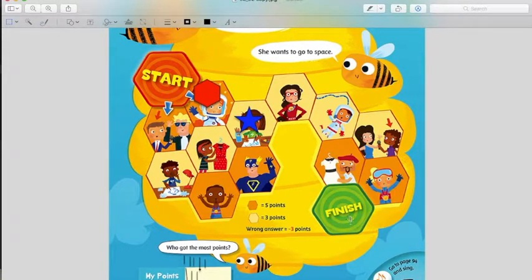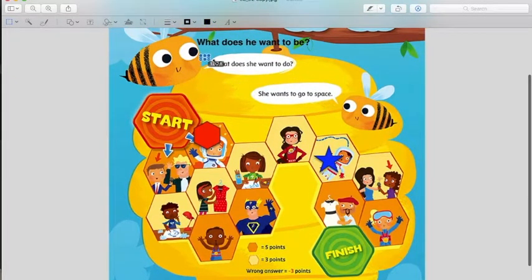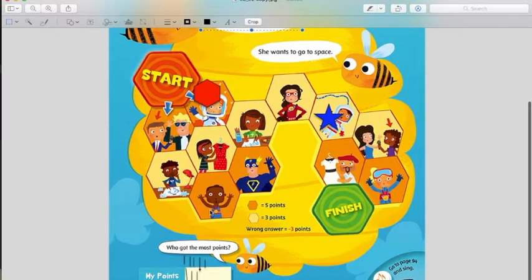Okay, so remember, my last coin flip was 2. So 1, 2. My friend says, what does he want to be? I say, he wants to be an astronaut. So I get 3 more points, right? 3 more points. Oh, I don't like that one. So I get 1, 2, and 3. So we're gonna keep going like that, back and forth.